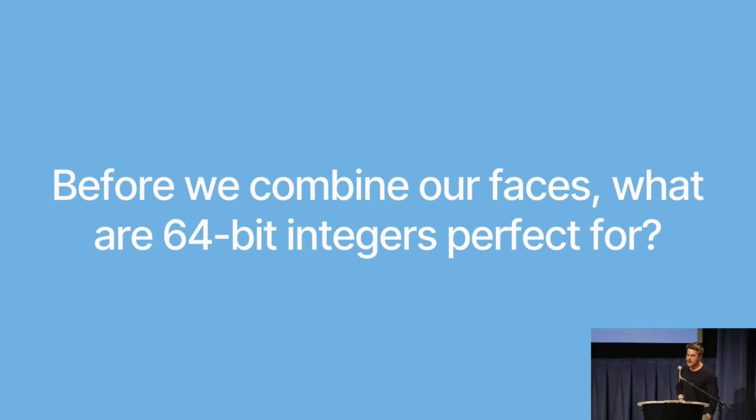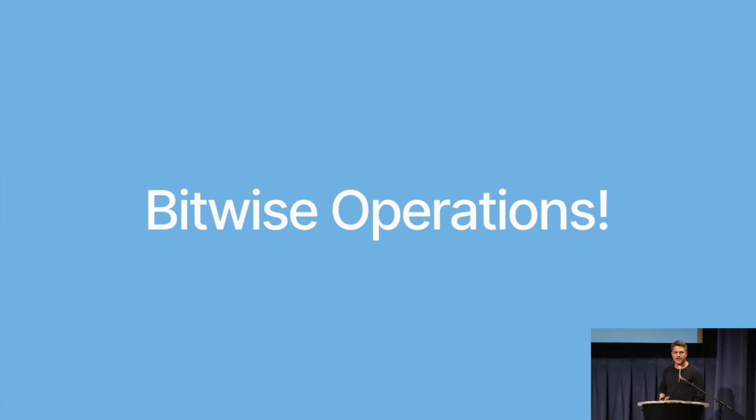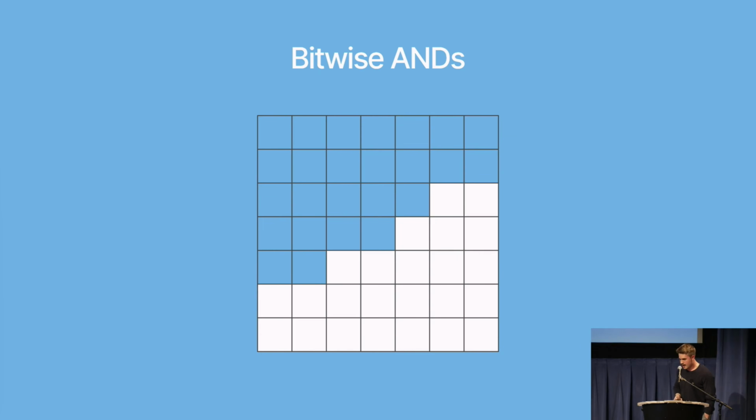Before we combine our faces though, what are 64-bit integers really great at? Bitwise operations, right? They're perfect for the single operation comparisons, right? And if we think about it for a second, all we're really doing with our greedy meshing algorithm from before is we're doing bitwise ands. We're growing vertically, then when we have that data, we go to the next column and say, hey, do you contain me or more than me? Do you contain me at least? And we can do this all in a single operation now.